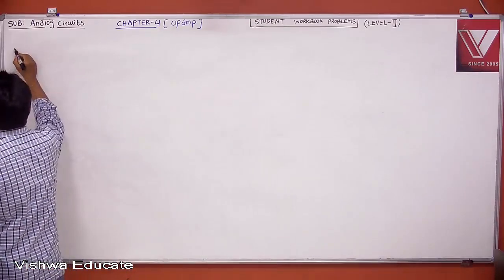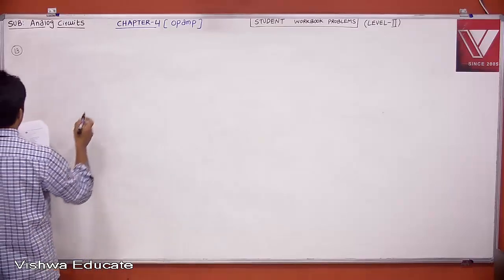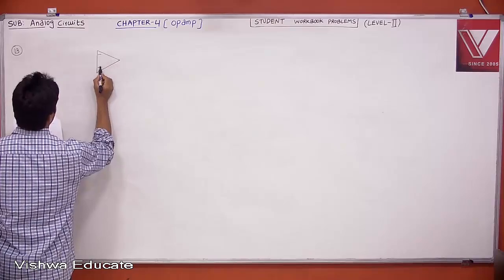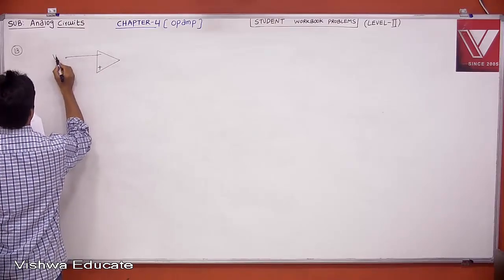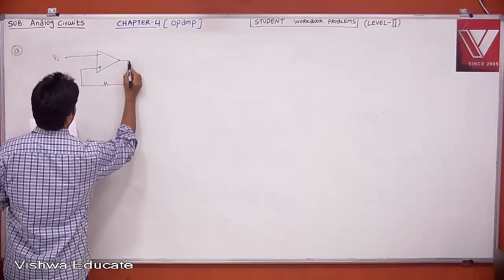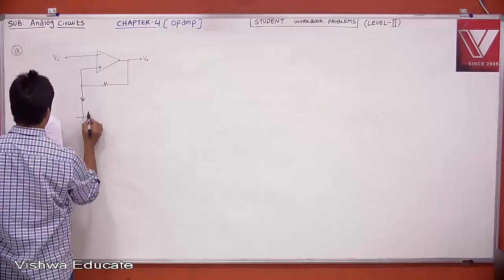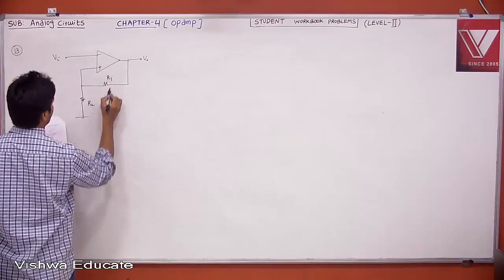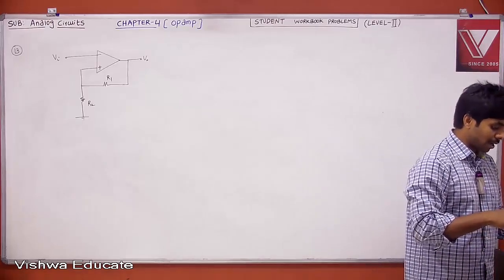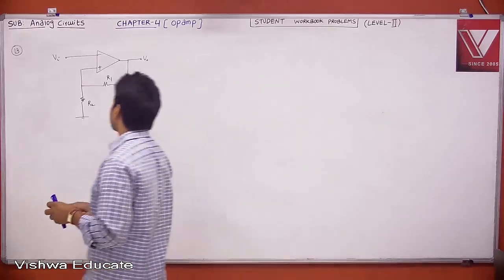The circuit shown in the figure is that of what? The circuit is given. This is minus and plus. This is VI. This is R2, then R1. Remember, what is this feedback? Now this is in positive feedback, not in negative feedback. If it is in positive feedback, we cannot use the virtual ground concept.